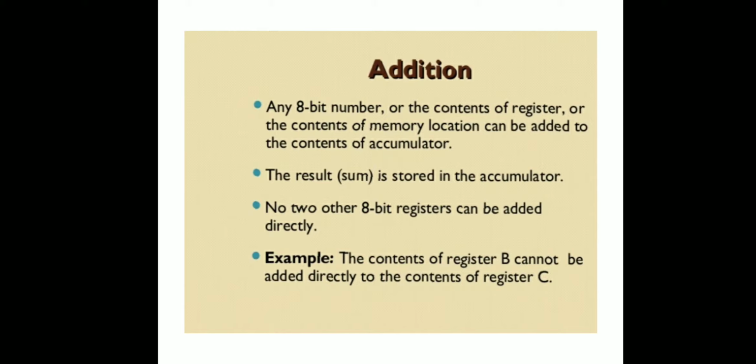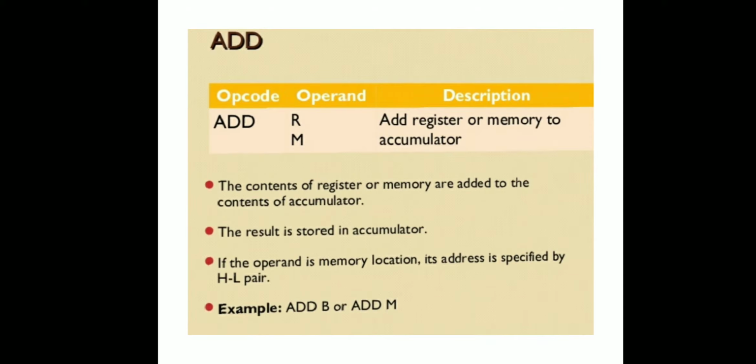No two other 8-bit registers can be added directly. For example, the content of register B cannot be added directly to the content of register C. ADD: add register or memory to the accumulator. After the execution of this instruction, the content of the register or memory is added to the content of the accumulator. The result is stored in the accumulator.